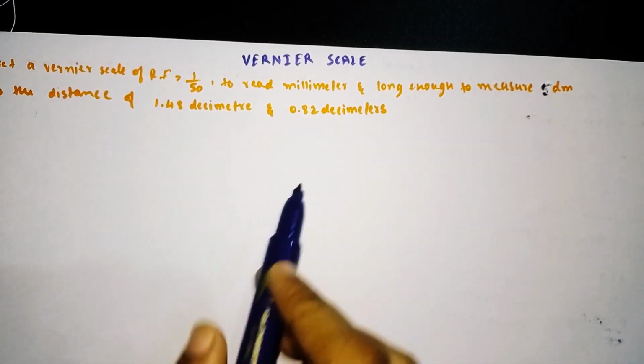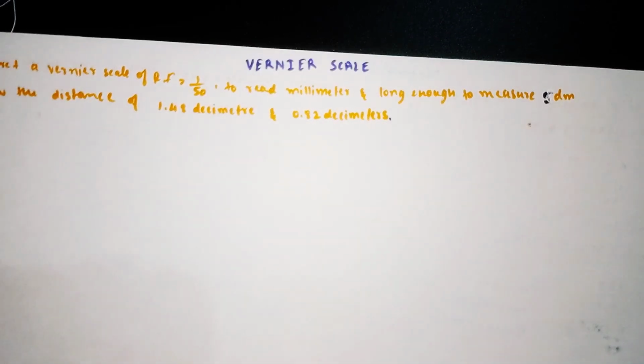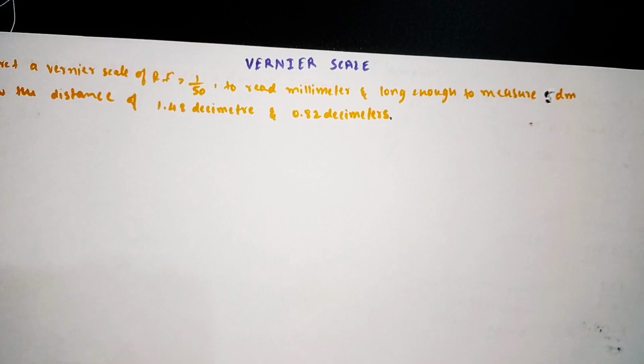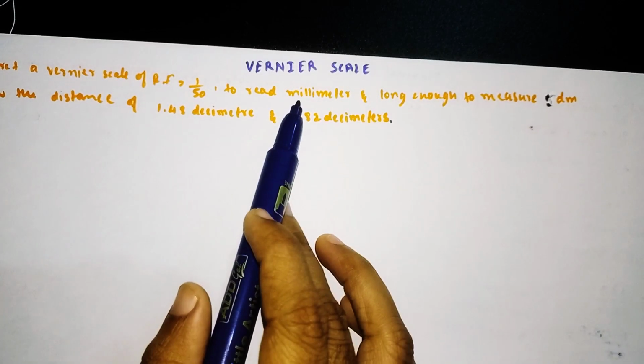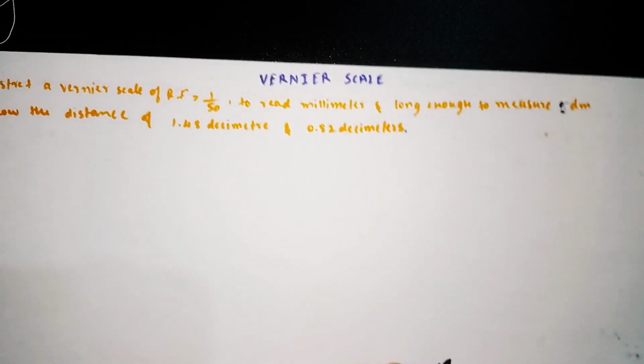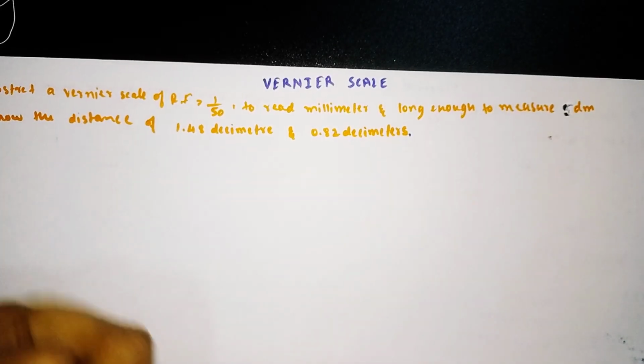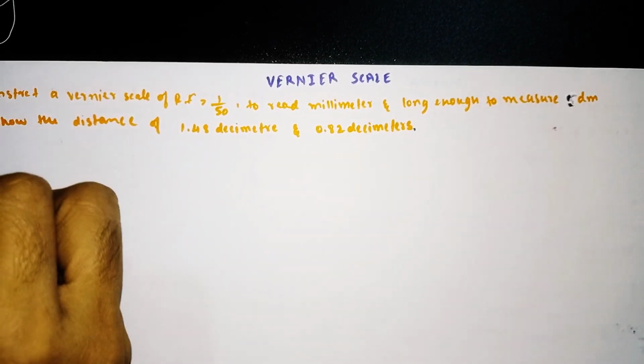So you could observe here, whatever we have solved with the diagonal or plane scale, there we have to show the values in centimeter, up to centimeter we have to show, and here we need to show the millimeter value also. Now we'll see how to construct the vernier scale.